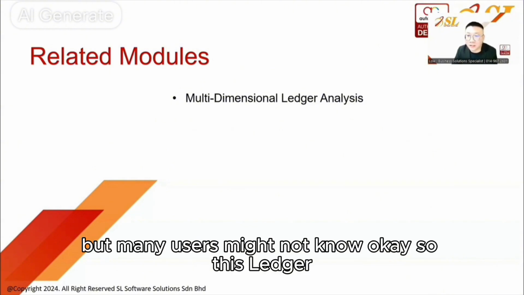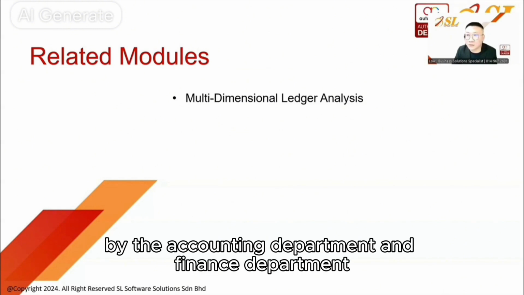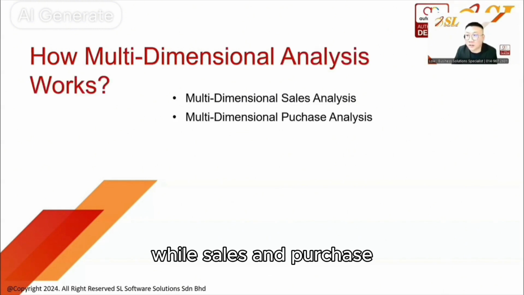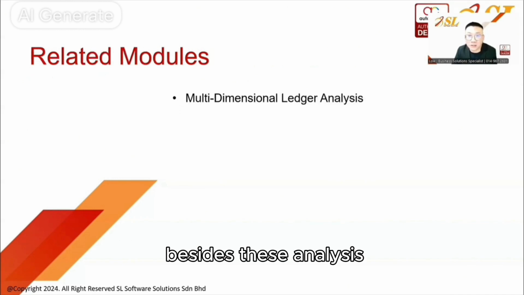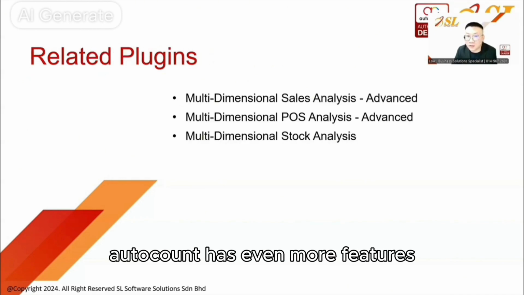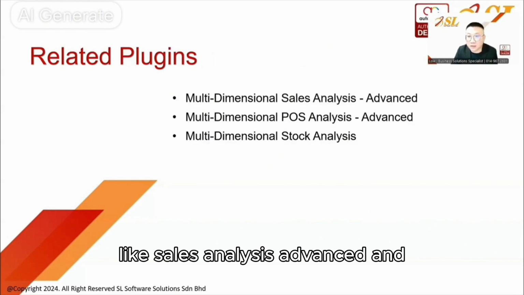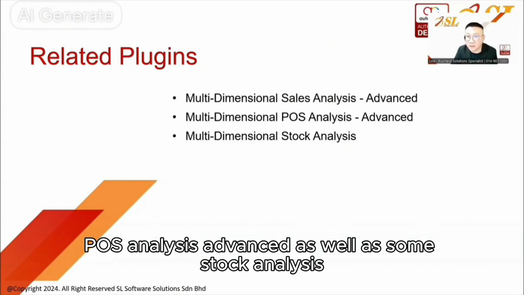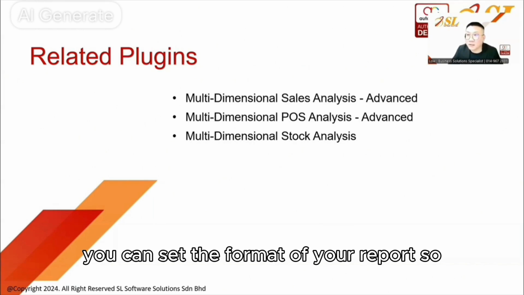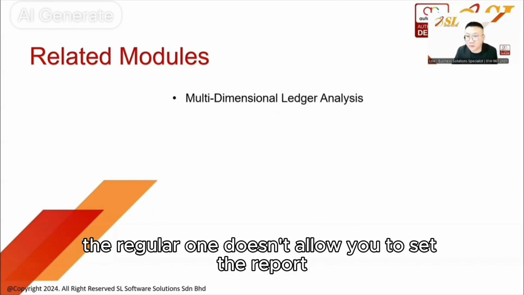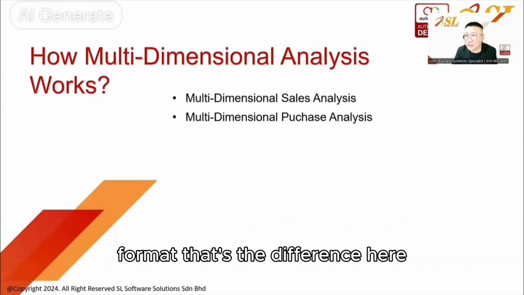This ledger is usually used by the accounting department and finance department, while sales and purchase are typically used by the boss or department managers. Besides these analyses, AutoCount has even more features like sales analysis advanced and POS analysis advanced, as well as some stock analysis. So why do you need advanced? With advanced, you can set the format of your report. The regular one doesn't allow you to set the report format. That's the difference here.